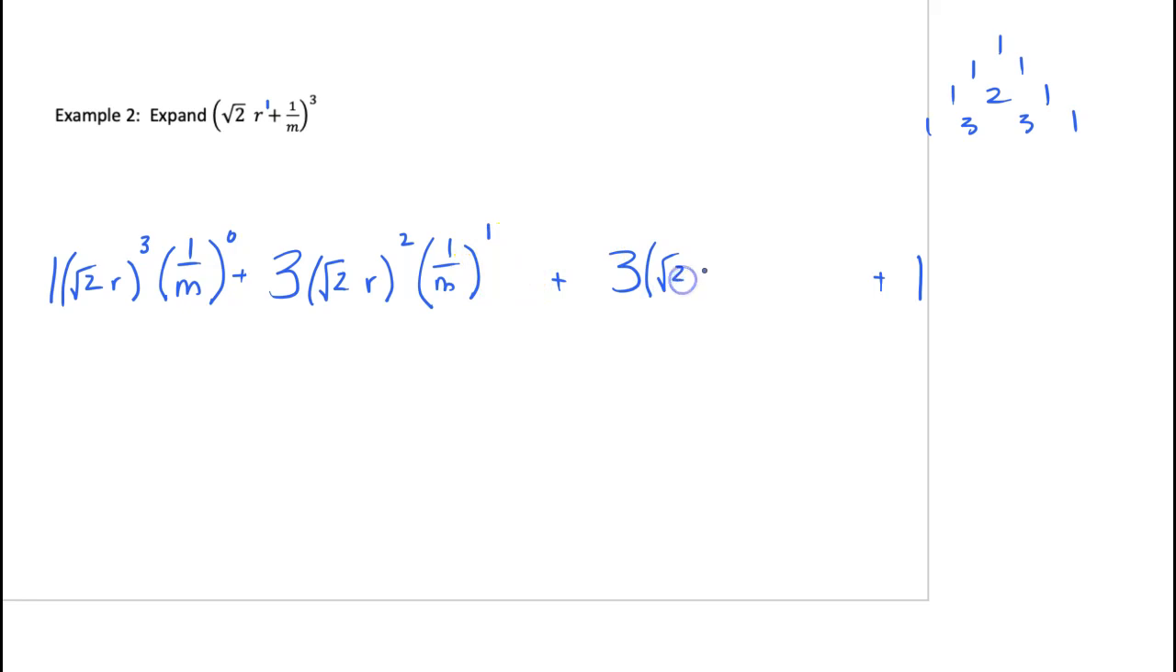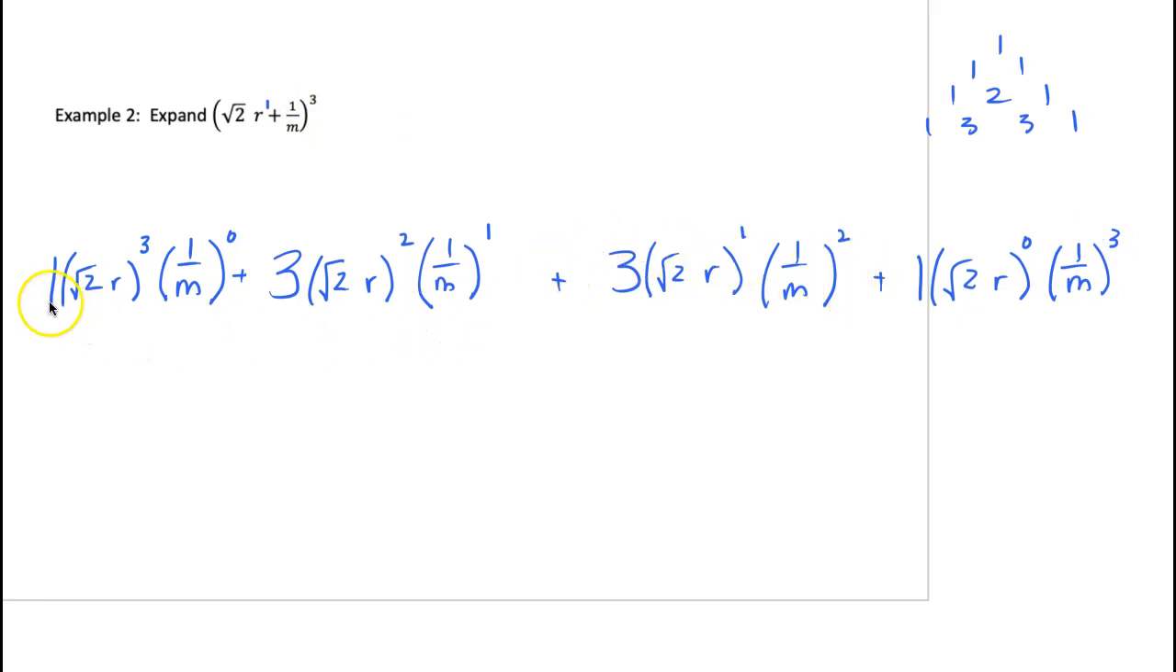Square root of 2r is now going to be the 2nd power, and our 1 over m was at 1, it's going to go up to 2. Square root of 2r is now to the 0 power. Whoops, excuse me. Make sure that I am going third power, second power, first power, 0 power, maintaining that pattern. And then for the 1 over m, we went 0 power, first power, second power, and now we're going to be up to the third power, which is our highest.